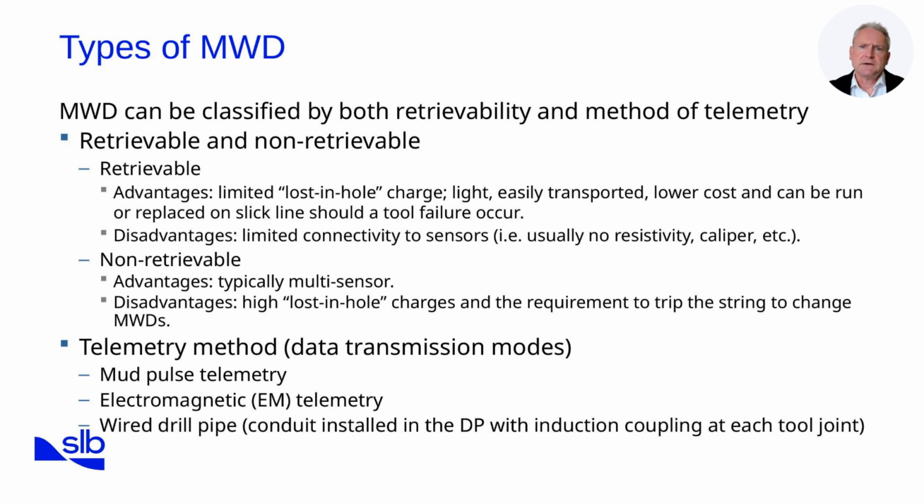Another way to classify MWD is by telemetry method, or how the data is transmitted. Mud pulse telemetry, electromagnetic EM telemetry, and wired drill pipe each have unique strengths and limitations. Mud pulse is reliable but slower. EM offers independence from mud systems but can be depth limited. Wired pipe provides high bandwidth but requires specialized infrastructure.